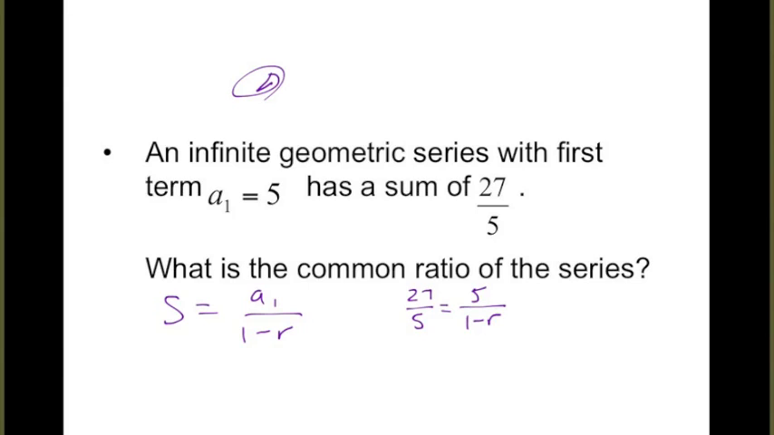We could solve this one exactly like the last problem and multiply both sides by the 1 minus R, and that's a totally fine way to do it. But another option in this one, because that sum is a fraction as well, here we have a fraction equal to a fraction, which is known as a proportion, and that can be solved by cross multiplying. So then I get 27 times 1 minus R is equal to 25.